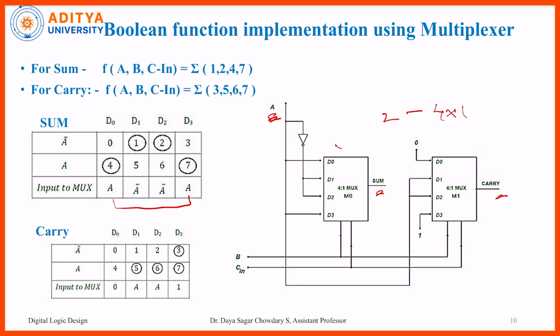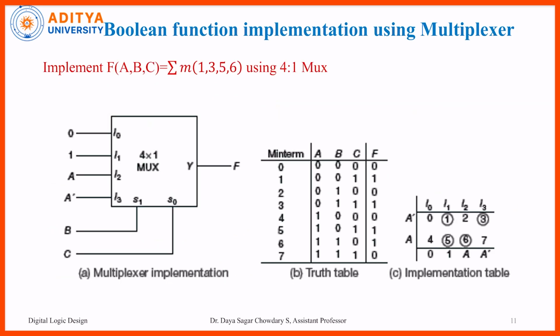So now this is for sum and this is for carry. A is the input right now, and A with A bar we give as the inputs for D0, D1, D2, D3, and finally sum is the output and carry is the output here. The other 2 inputs are B and C in, so B and C in are the selection lines. Likewise we construct the 8:1 multiplexer using 4:1 multiplexers, which means we use 2 4:1 multiplexers in place of the 8:1 multiplexer. So likewise we construct it here.